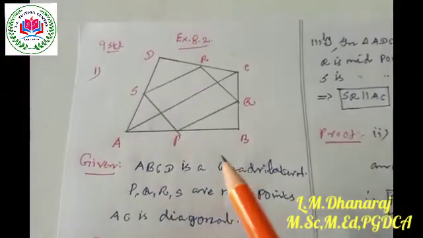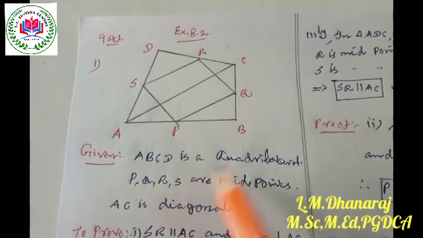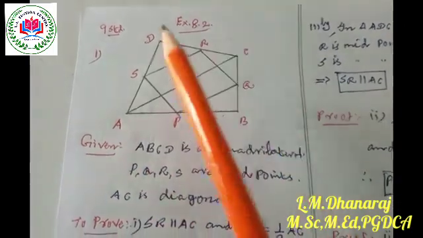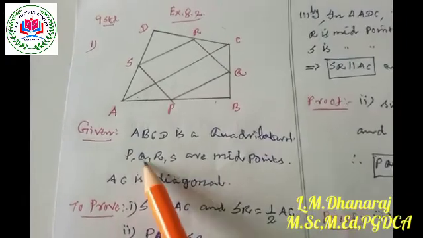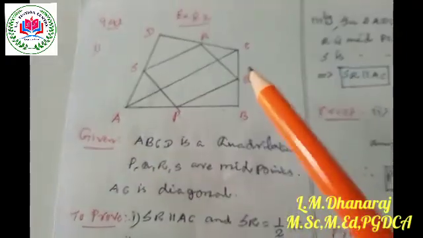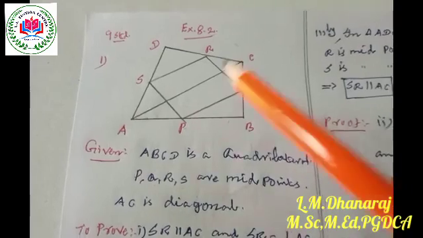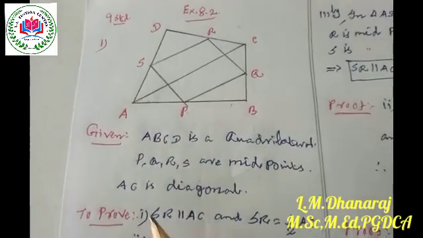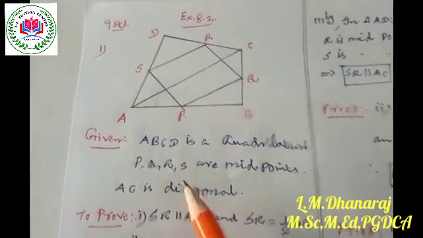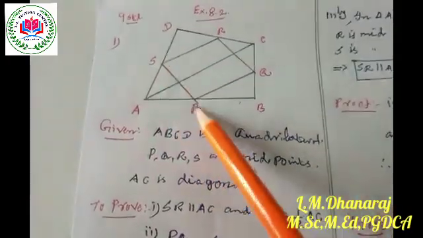Exercise 8.2, first sum. It is given that ABCD is a quadrilateral where P, Q, R, S are the midpoints. P is the midpoint of side AB, Q is the midpoint of side BC, R is the midpoint of side CD, and S is the midpoint of side AD. It is also given that AC is the diagonal. Now by joining the midpoints, we will be getting the diagram like this.